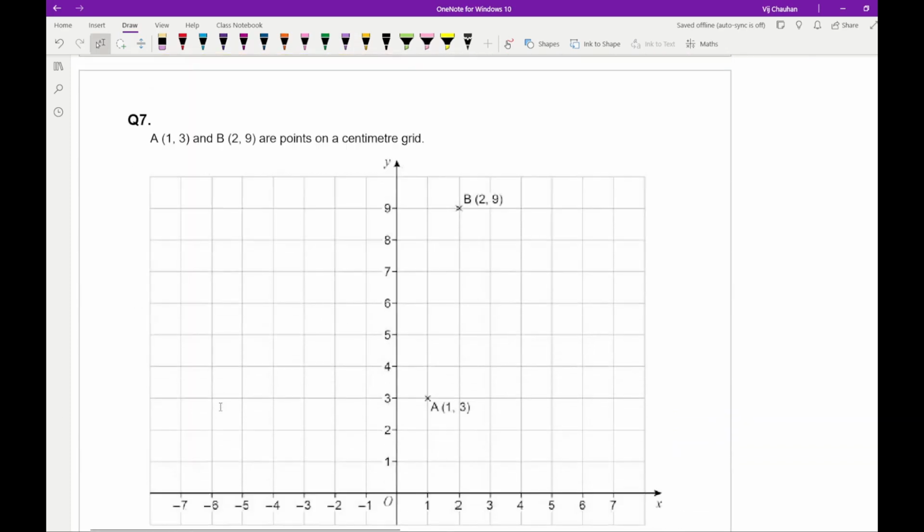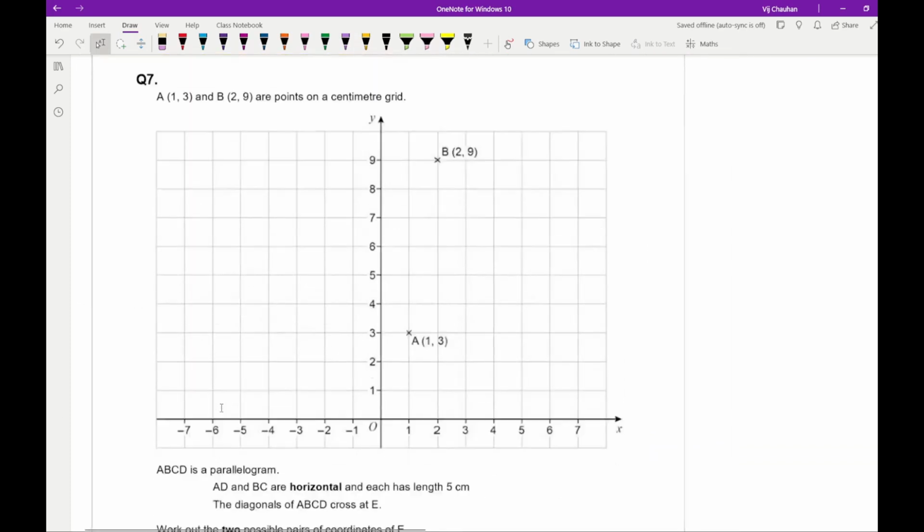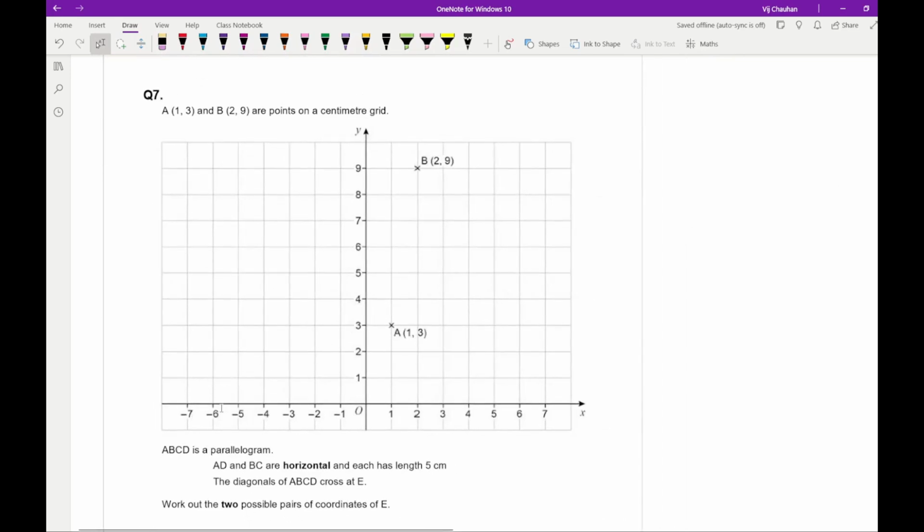Moving on to question 7, so let's just zoom out so we can see that completely on the screen. It says that A is the point 1, 3, B is the point 2, 9, are points on a centimetre grid. ABCD is a parallelogram. AD and BC are horizontal and each have a length of 5 centimetres, and the diagonals of ABCD cross at E. Work out the 2 possible pairs of coordinates of E.